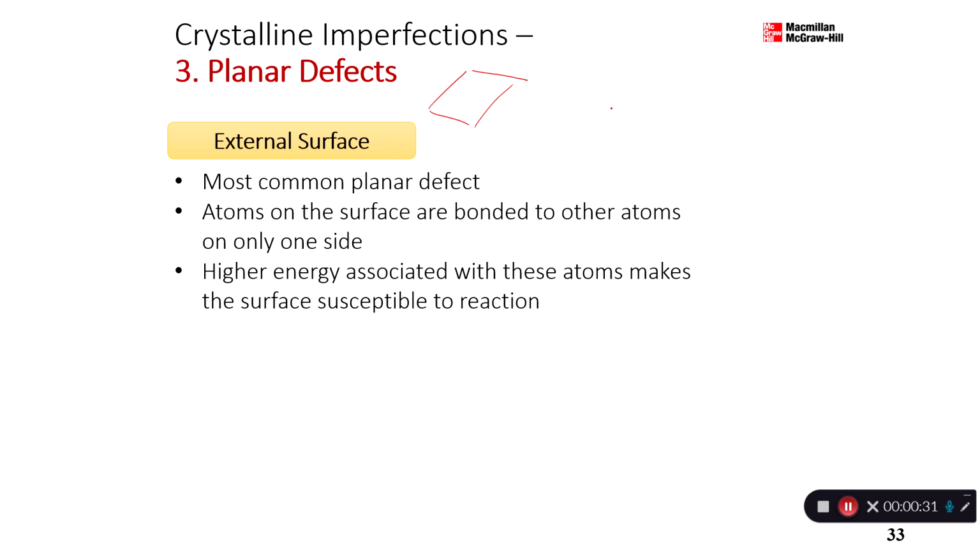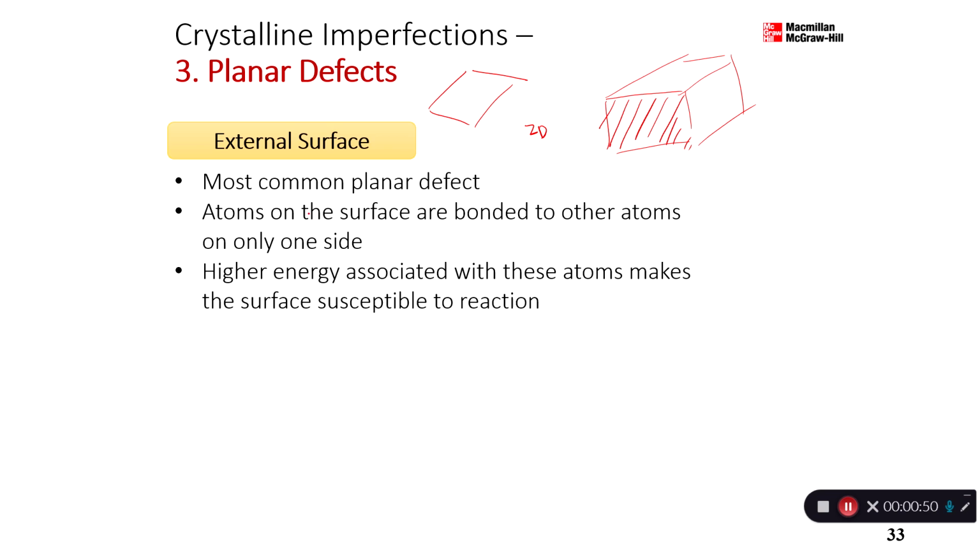Okay, external surface simply refers to, let's say you have a piece of material. External surface is just literally the external surface. So this is the most common type of 2D defect.